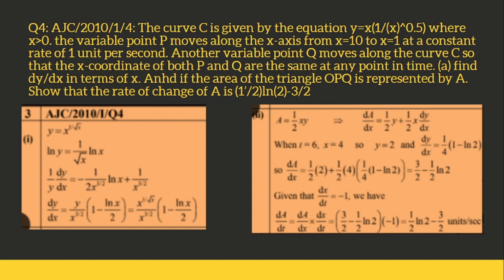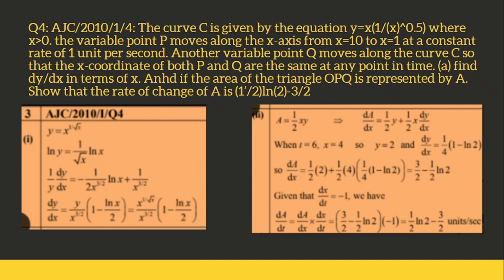Then they say that if the area of the triangle OPQ is represented by A, it actually means the area is half xy. So if you want to differentiate with respect to x, we will just do that. So we have half y times differentiation of x, which is just one constant, plus half x times differentiation of y, which is just dy over dx. Then we will have our value of t.